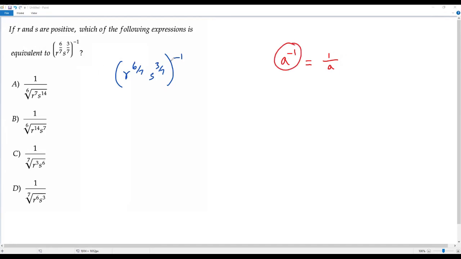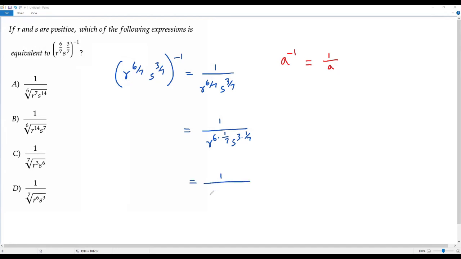Now let's consider the given expression. For this expression we have exponent -1. So we can write 1 in the numerator, and in the denominator we write the base, that is r to the power of 6 over 7 times s to the power of 3 over 7. Okay, 1 over r to the power of, we can write this 6 over 7 as 6 times 1 over 7, times s to the power of, we can write this 3 over 7 as 3 times 1 over 7.